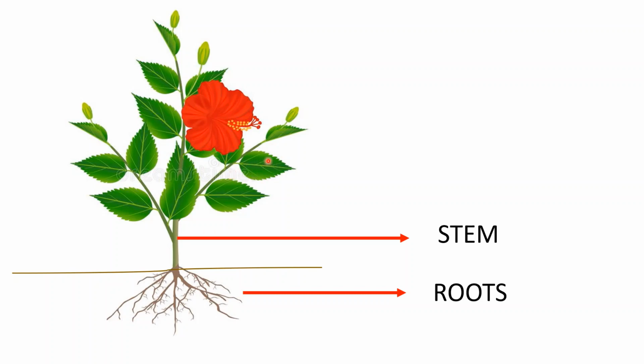Now, what is this, children? Yes, it's a leaf. Leaves are the most important part of a plant. Children, do the leaves of all plants look the same? No, leaves are of different shapes and sizes. And green leaves prepare food for plants. So they are called the kitchen of the plant.